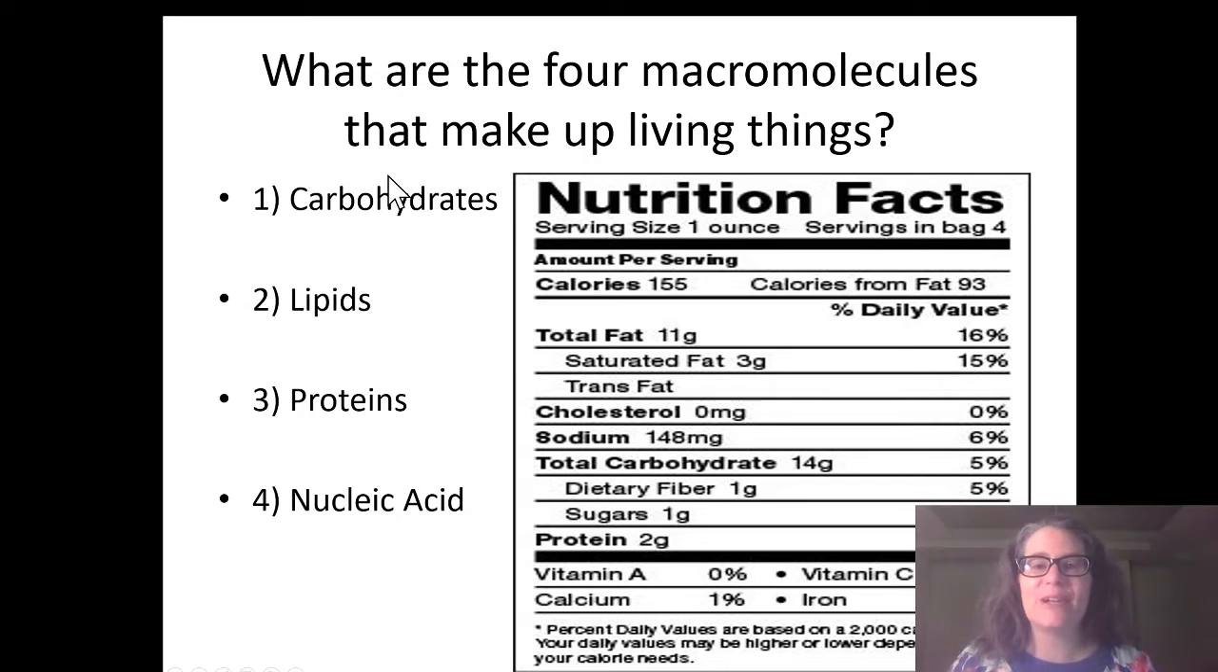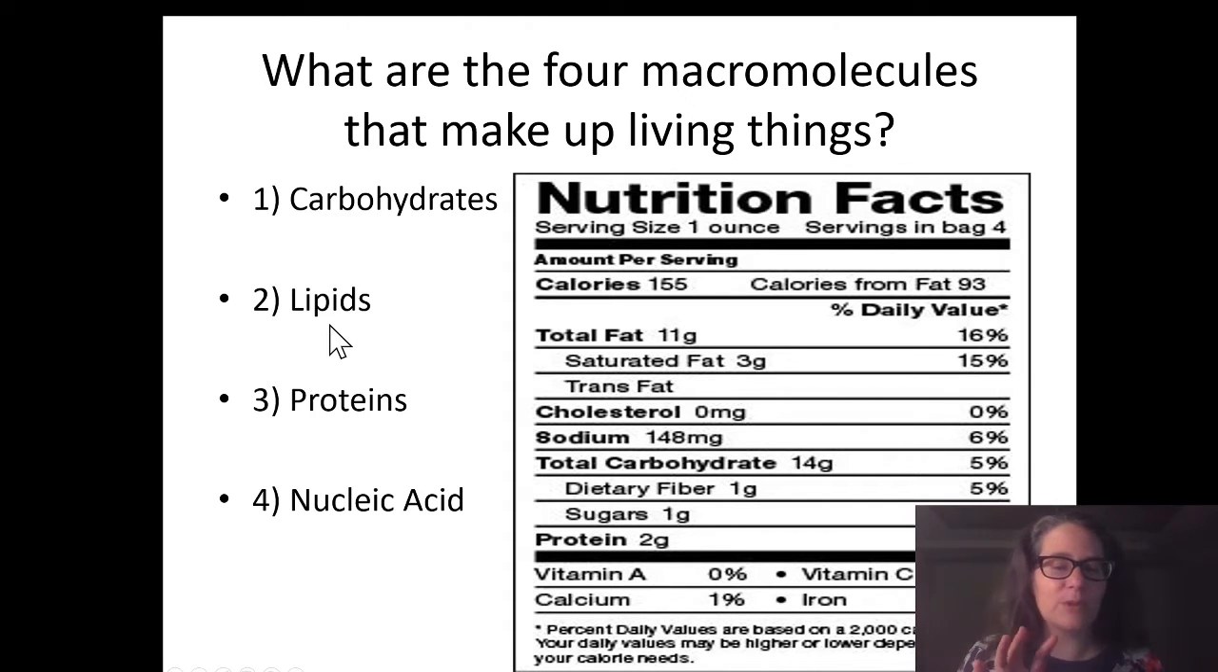Good morning, Biology 102. Today we are talking about the four macromolecules that build all living things. You actually know them because you have to eat many of them every day in order to live. So they're on these nutrition labels that I show in this particular diagram. The four macromolecules are carbohydrates, lipids, which is a fancy word for fats, proteins, and nucleic acids. You might know nucleic acids as DNA and RNA, the actual polymer type.